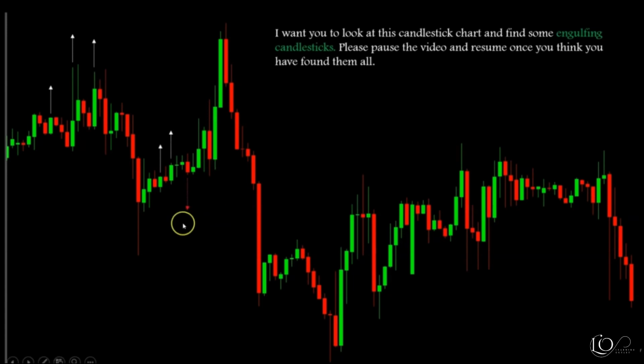This here, this candle is a bearish engulfing. Now the reason why I have this in red is because this is one of those candles where price actually didn't go further down. As a matter of fact, it just went in the opposite direction. So this is basically a fake signal that we received.